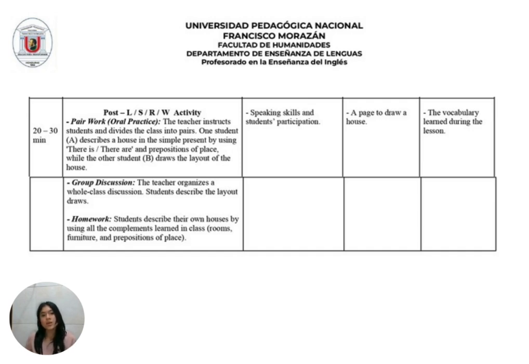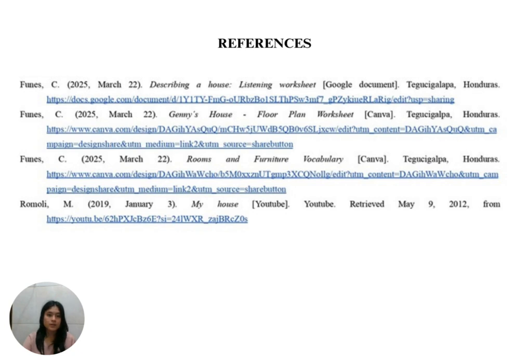After that, in a group discussion, each pair shares their design with the class, and the drawings are compared to check comprehension. To conclude, students are assigned homework to describe their own house using the vocabulary and also the structure of the simple present learned in class. And here are the references.